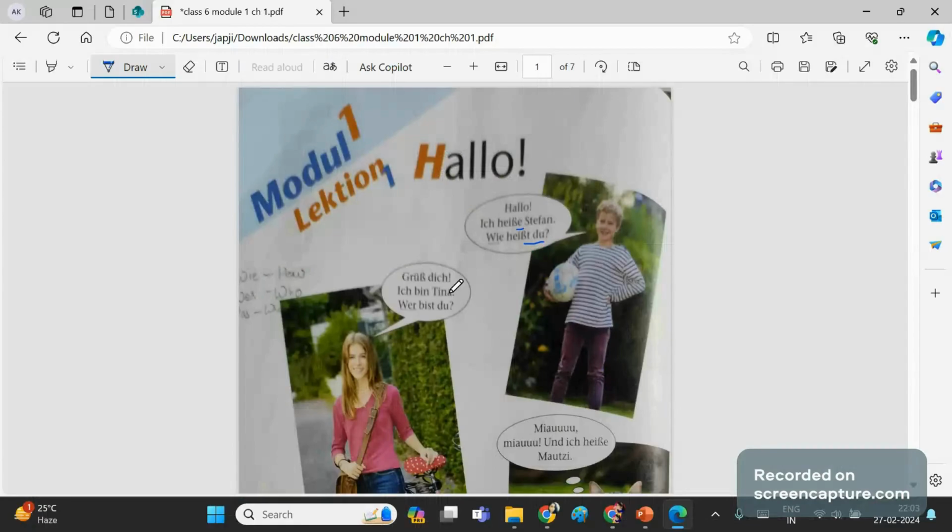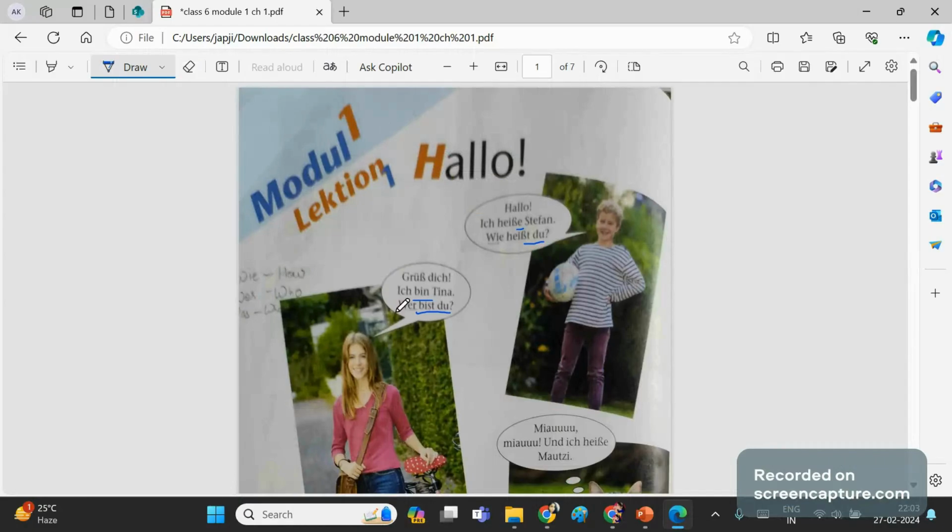Grüß dich. We know what it means. Ich bin Tina. Okay. I am Tina. Wer bist du? So this is also the case of conjugation. Ich is like the conjugation of sein, according to ich it is bin, of du it is bist. See, conjugation is a little confusing concept. You can think of it as we say she is, you are, I am, similar to that. That is your conjugation. Okay.